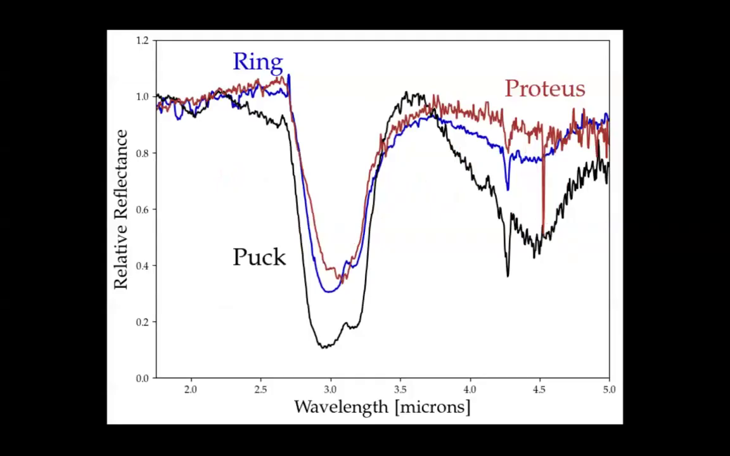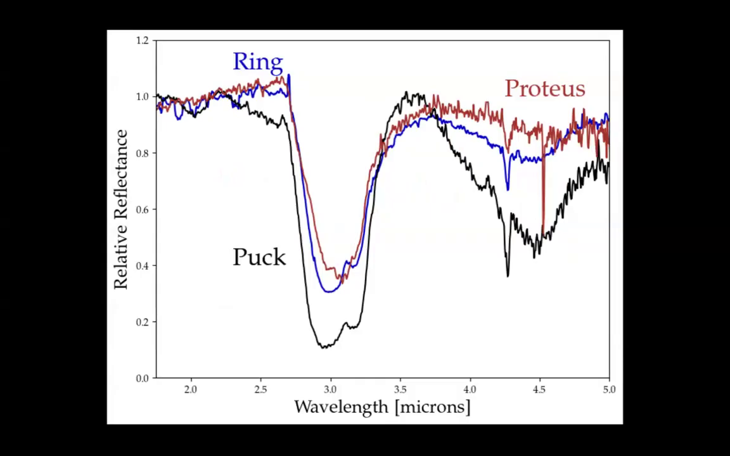So again, if we just look at the collection of these bodies, the ring at Uranus looks a lot more like Proteus, as I was just mentioning, and Puck looks distinct. Puck really looks like just Kuiper Belt material that was transplanted, somehow collided with, and left there at Uranus.